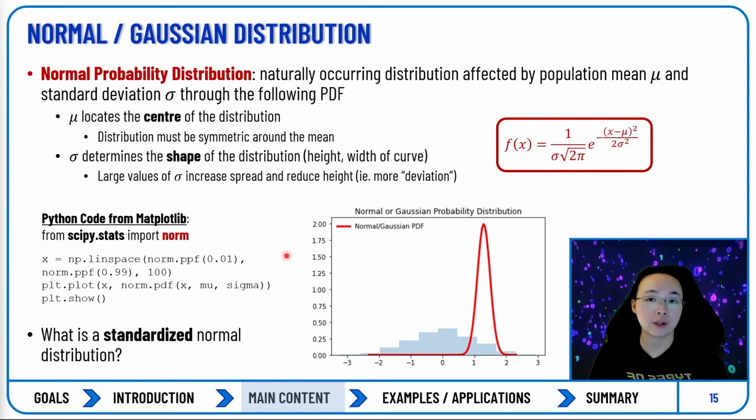If you have a large value of sigma, it's going to increase your spread, and by increasing the spread, the height will also go down because it looks like there's more deviation to the curve. So how would we plot something like this?